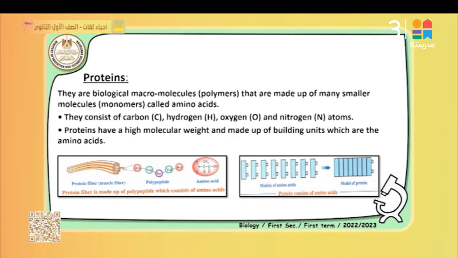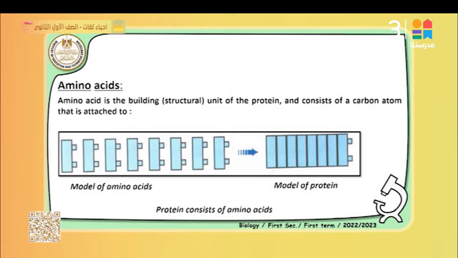Proteins are biological macromolecules made up of small molecules called amino acids. The essential elements of proteins are carbon, hydrogen, oxygen, and nitrogen. Proteins have a high molecular weight and are made up of building units, which are the amino acids. What is the structure of the amino acid?